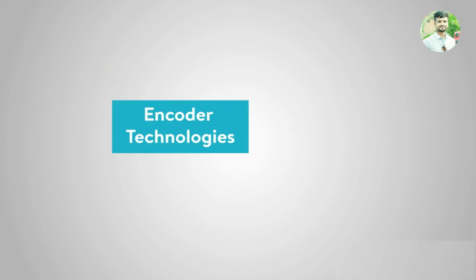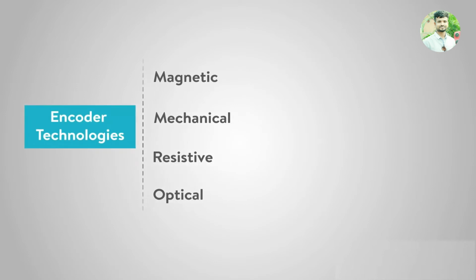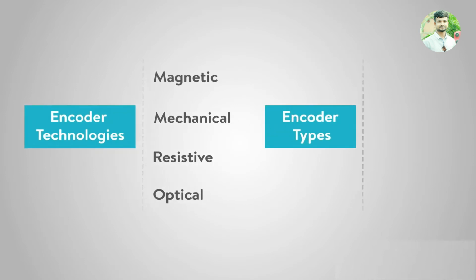Some of the technologies involved in encoders are magnetic, mechanical, resistive, and optical. Optical is the most widely used encoder motion translating technology. There are different types of encoders such as absolute and incremental. We will describe those in detail in a future lesson.